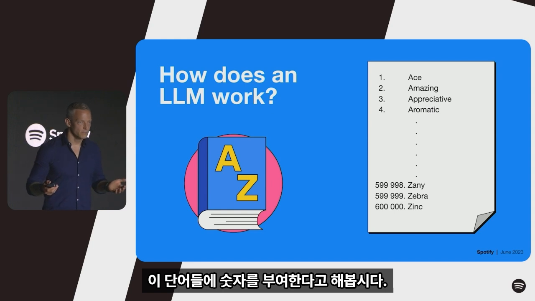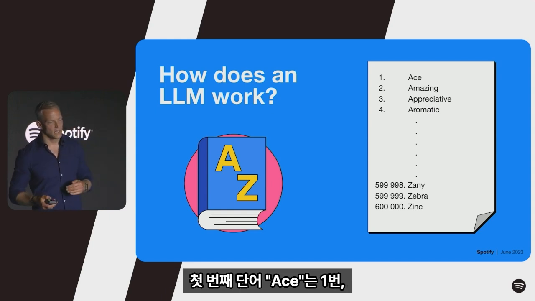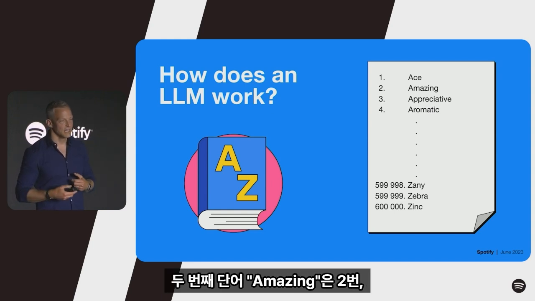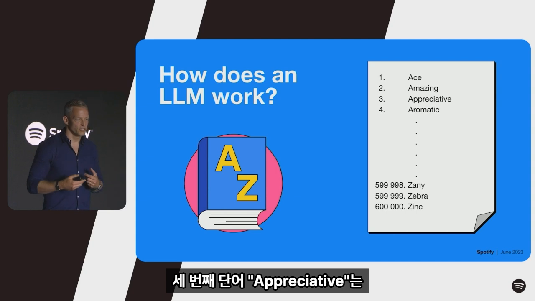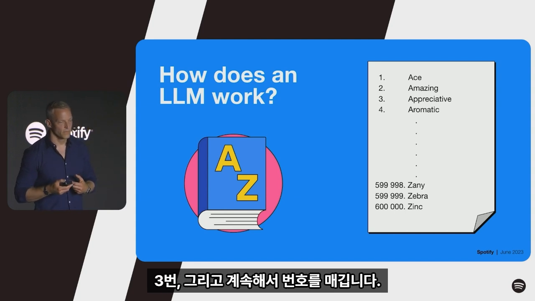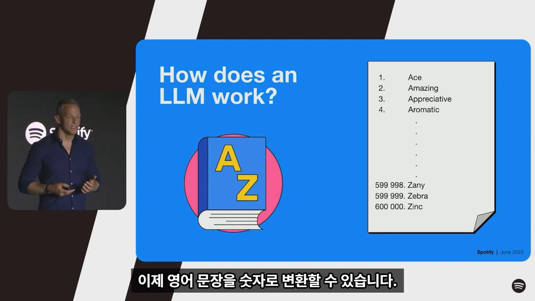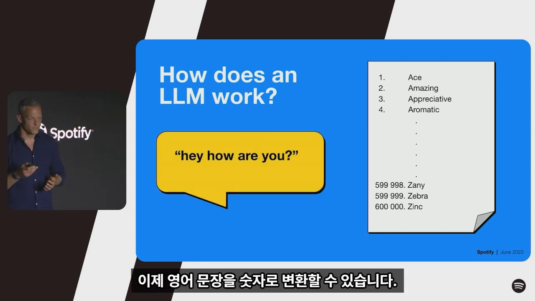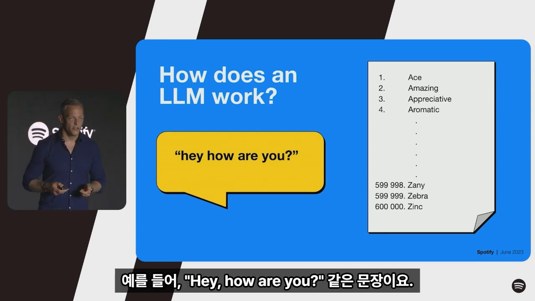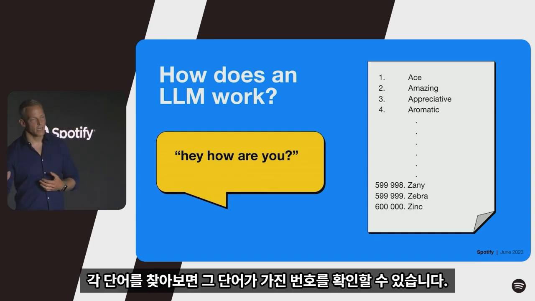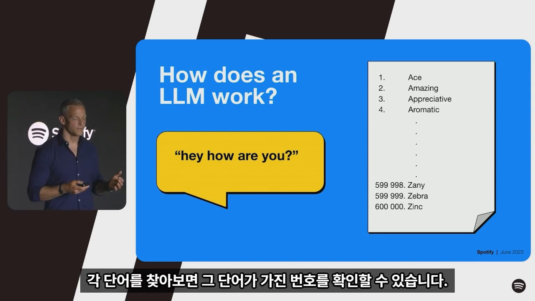And you just give them a number. So the first word, ace, has number 1. Second word, amazing, has the number 2. Third word, appreciative, has the number 3, and so forth. So now you can literally take a sentence in English. Let's say, hey, how are you? And you can just look up every word and see what number it has.